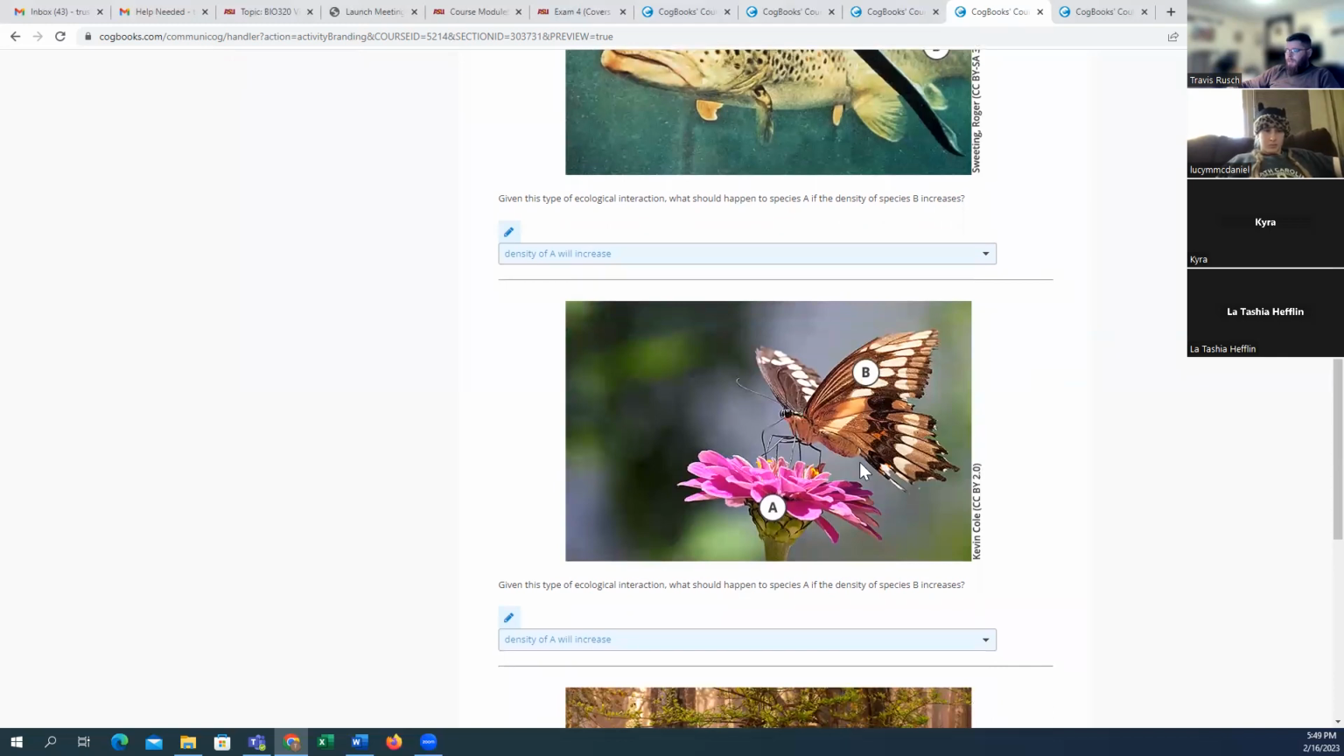And then what about this picture? What's happening here? It's mutualism, right? It is a mutualism, but why? What are the benefits both are getting? Butterflies getting food and the flowers getting dispersal. Dispersal of what? It's pollen. Exactly, yeah. That's what flowers do.